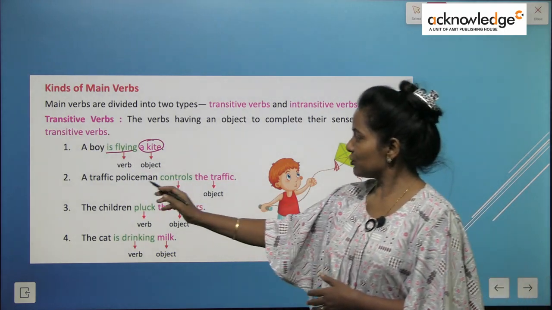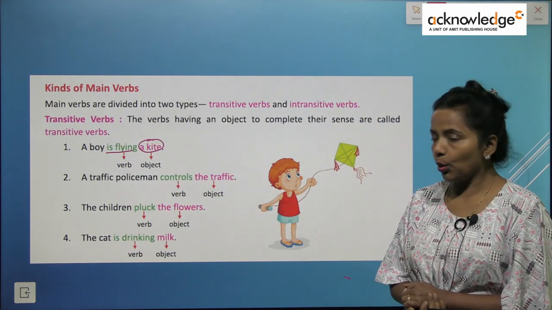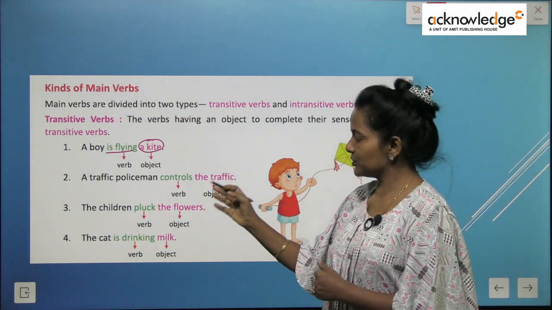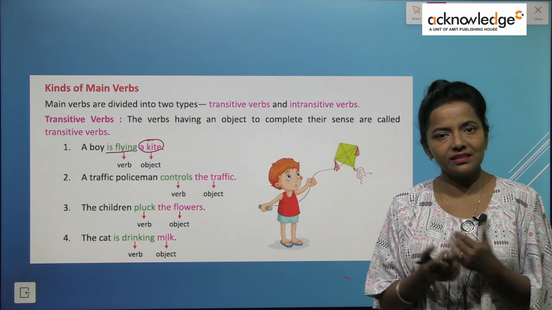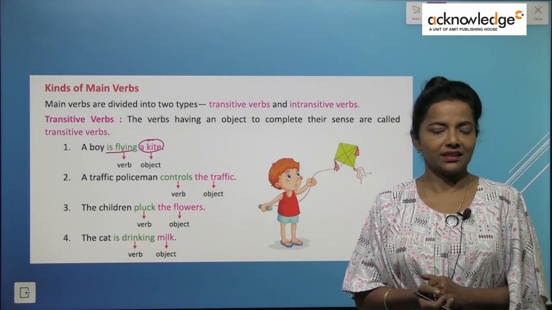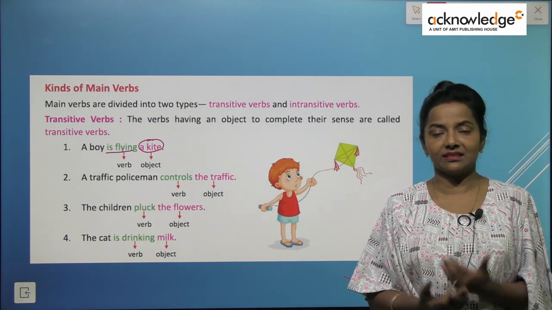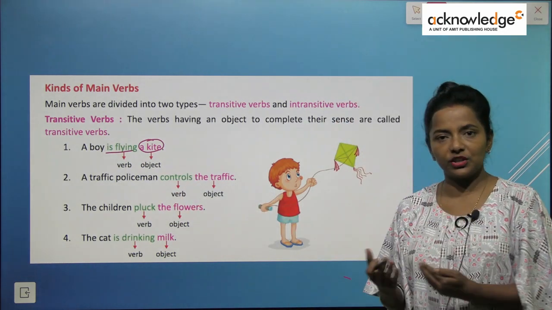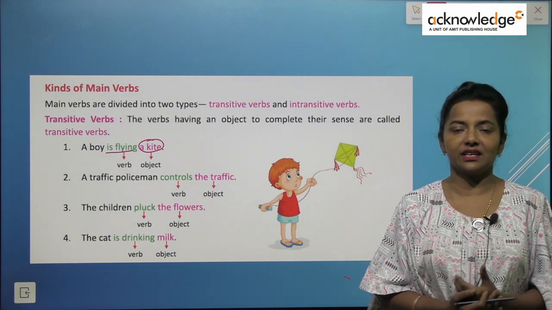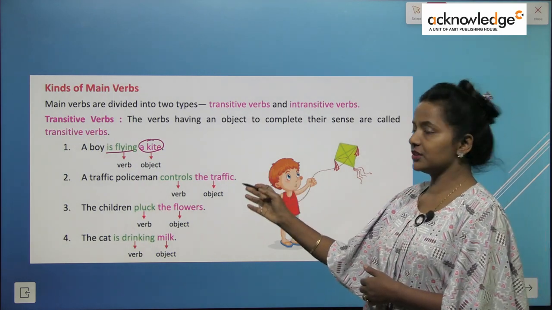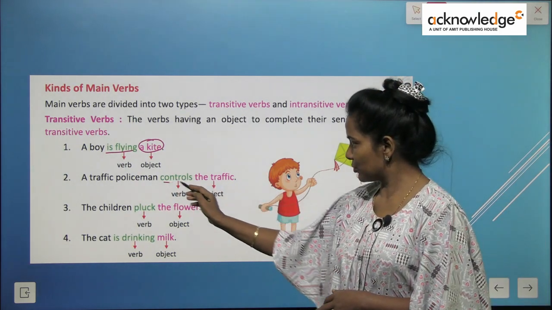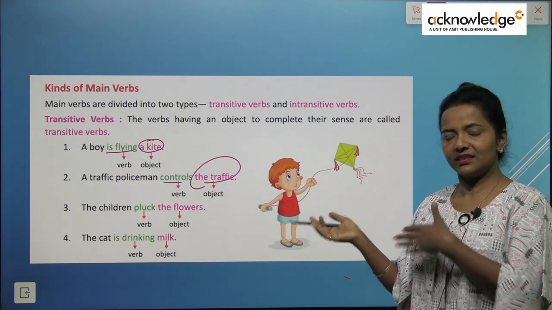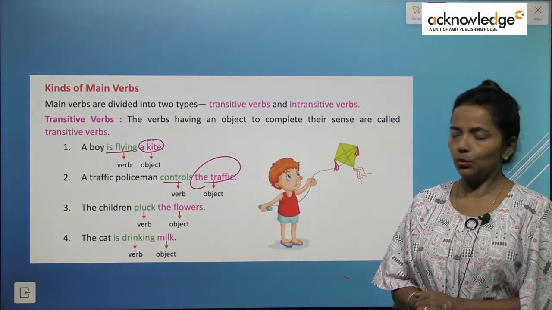ओके. अ ट्रैफिक पुलिसमैन कंट्रोल्स द ट्रैफिक. अगर हम बोलें अ ट्रैफिक पुलिसमैन कंट्रोल्स, तो दिस इज एन इनकम्प्लीट सेंटेंस. कंप्लीट नहीं हुआ ये सेंटेंस, सेंस नहीं बना इसका. तो इस वर्ब कंट्रोल्स के साथ हमें एक ऑब्जेक्ट भी लगाना पड़ेगा. क्या कंट्रोल करता है? ट्रैफिक पुलिसमैन कंट्रोल्स द ट्रैफिक. सो हियर कंट्रोल्स इज द वर्ब एंड द ट्रैफिक इज द ऑब्जेक्ट. सो वी हैव एडेड एन ऑब्जेक्ट टू द वर्ब.